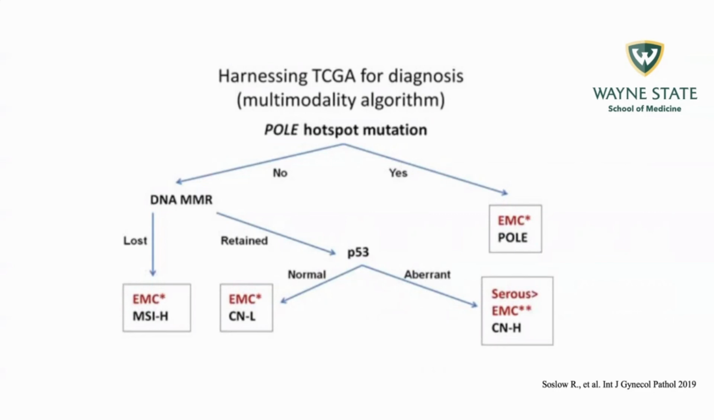If you don't have the hotspot mutation in the tumor, if it is positive, you stop. If it is negative, you do MMR. If the MMR is lost, then it reflects the MSI high. You have endometrial carcinoma with MSI high. If it is retained, you do p53: normal, copy number low; abnormal, copy number high.